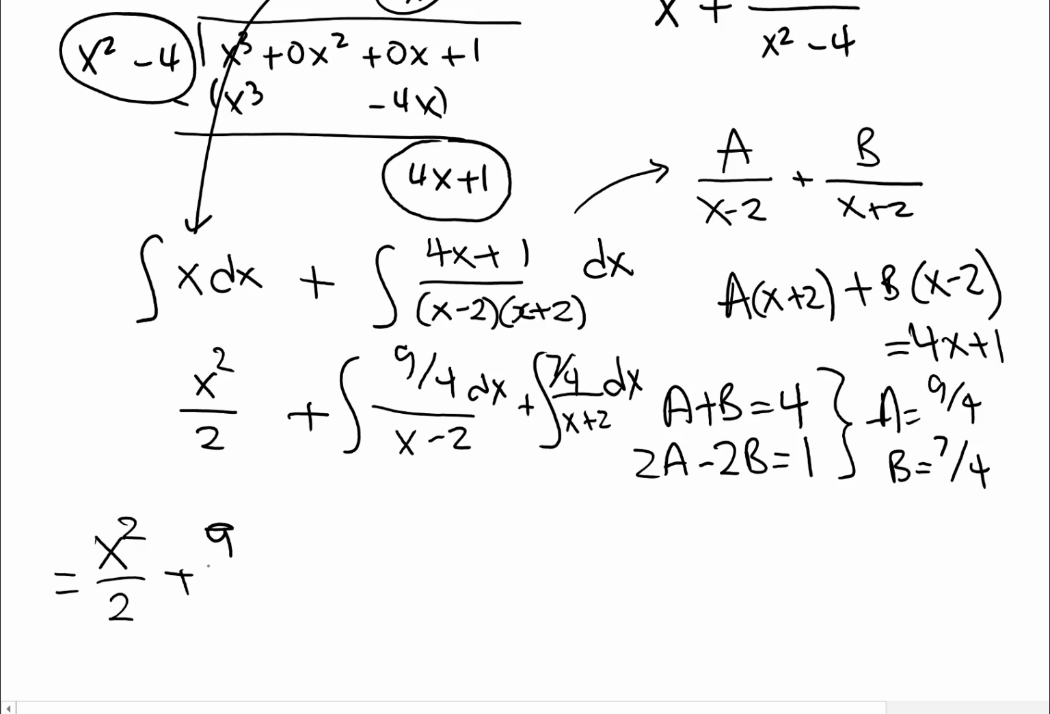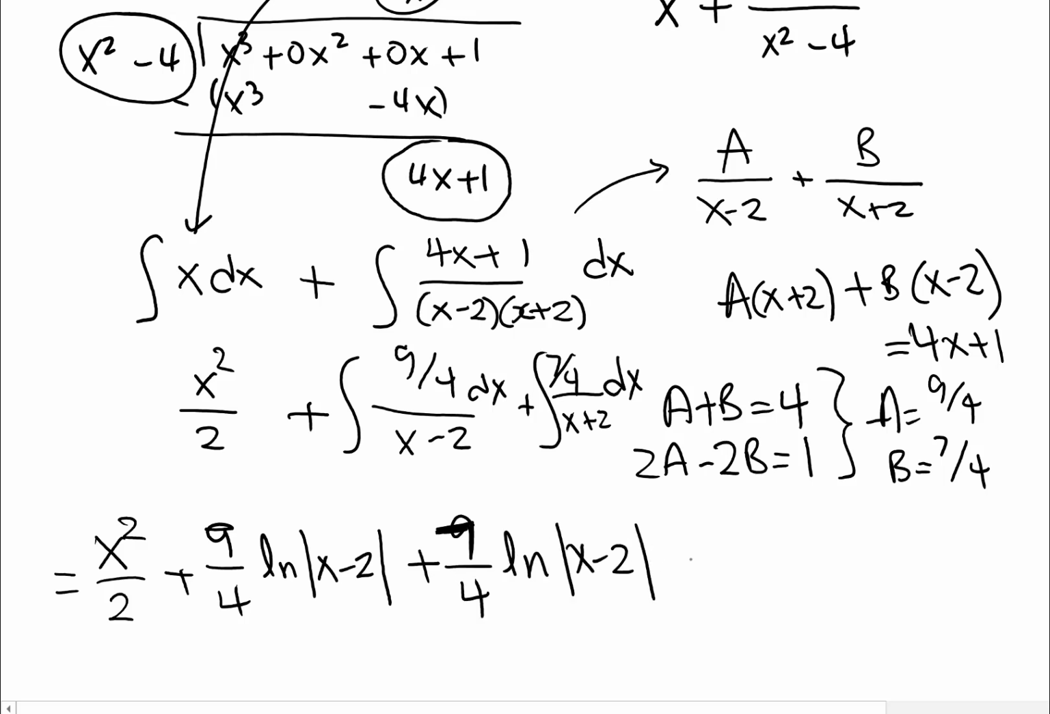So I get as a final answer x squared over 2 plus 9 over 4 ln absolute x minus 2 plus 7 over 4 ln absolute x plus 2, and then don't forget the c, and that should be x plus 2. Not sure why it's not showing up.